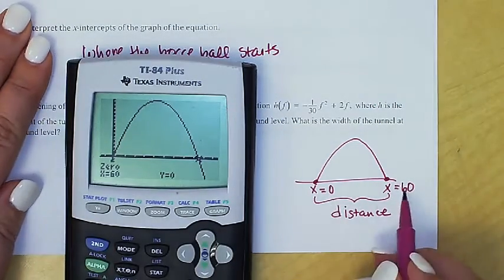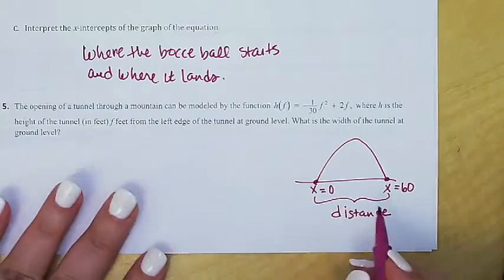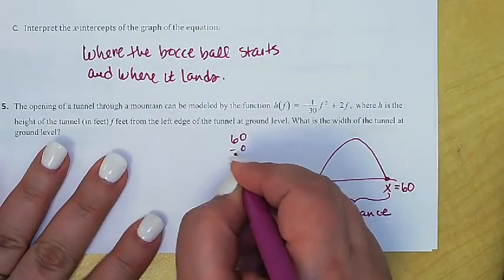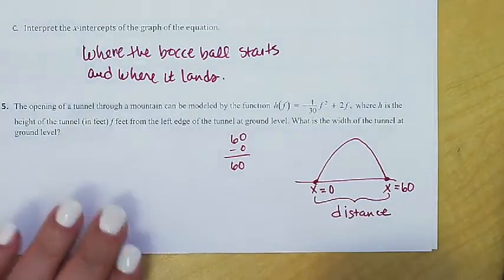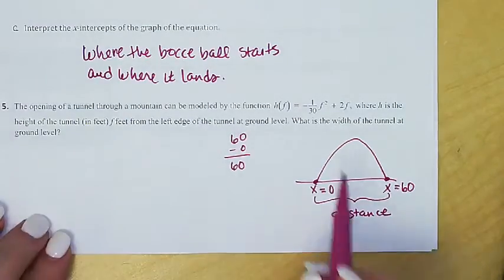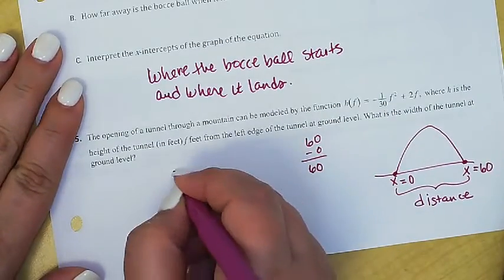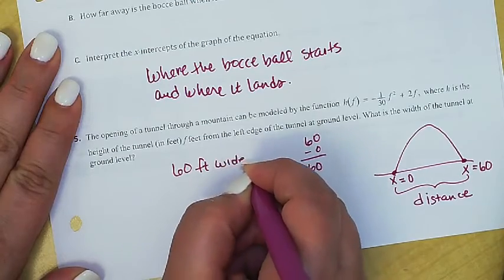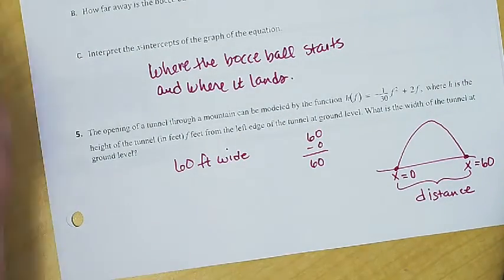So I have one intercept at 0, the other one at 60. The difference between those is my distance. So if I subtract that, of course I get 60 feet. So what is the width of the tunnel at ground level? The answer is it is 60 feet wide. Okay, and then we'll do the regression work tomorrow in class together.